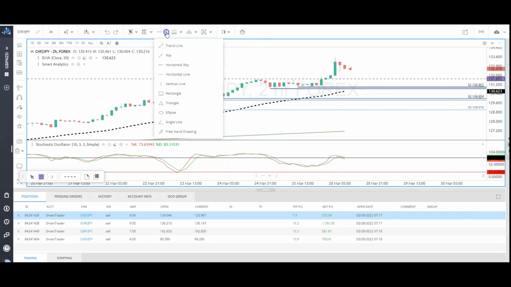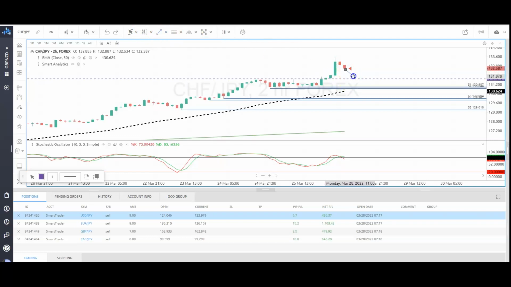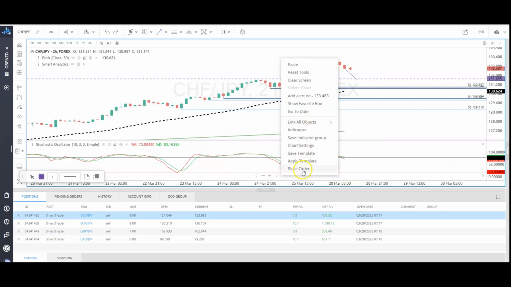So when price manages to get down to this level, 131.70 on Swiss yen, let me take that trade right now.